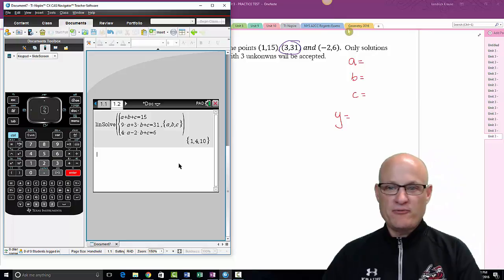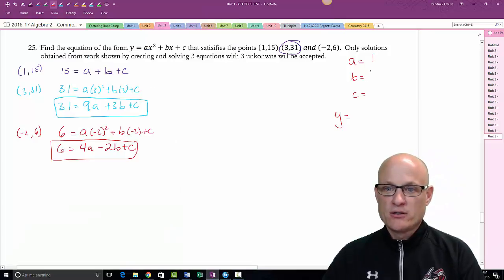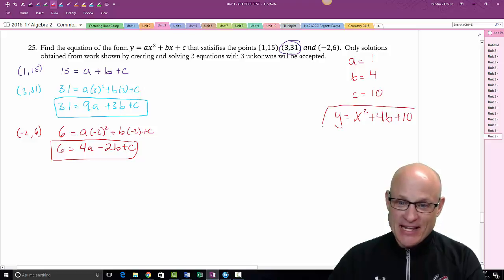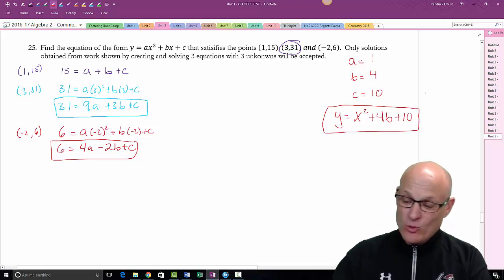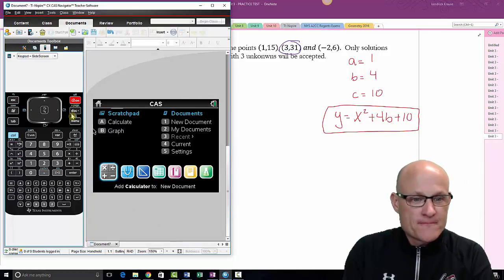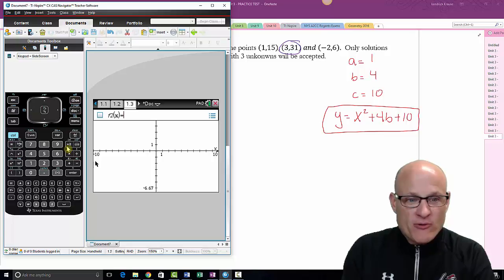Enter. So there are my answers: 1, 4, and 10. That means a is 1. So that's 1x squared, plus 4x, plus 10. Now, I think that's right, but I really want to quadruple check. So I'm going to go graph this sucker. I want to know before I finish, is that truly my answer?